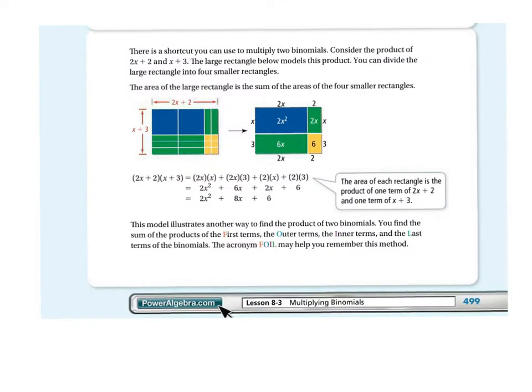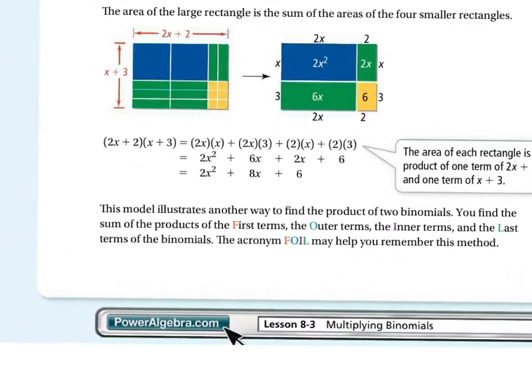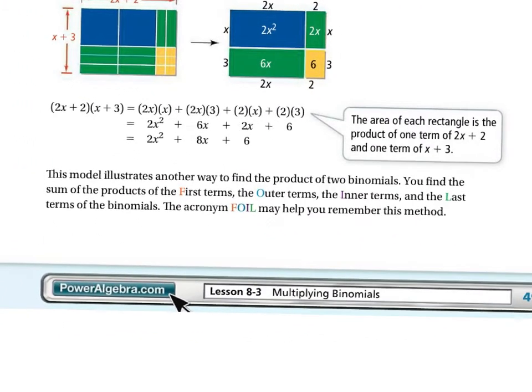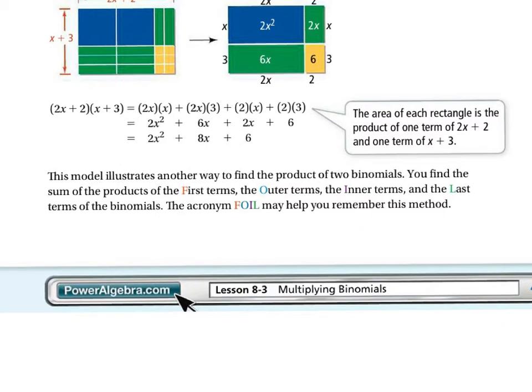This next part goes more like how I was working the problems out earlier. This is how I learned how to work these problems out. It really is just like distributing, but they came up with an acronym that you can think of to multiply a binomial times a binomial.